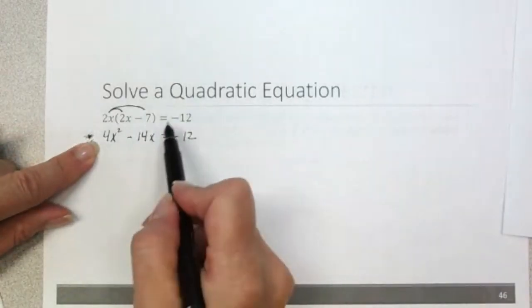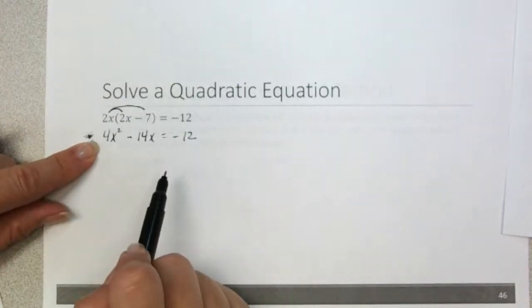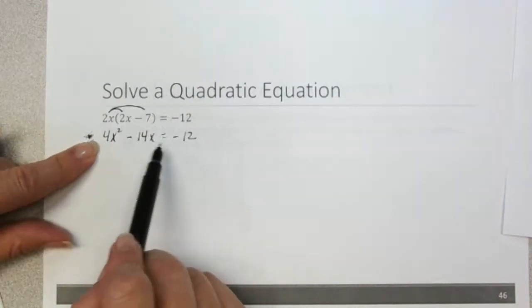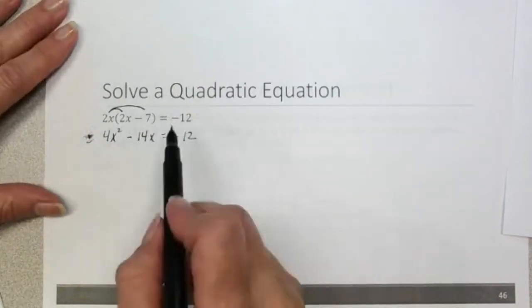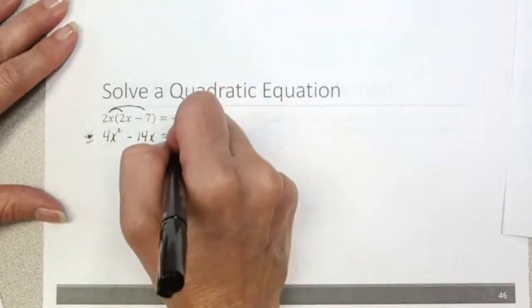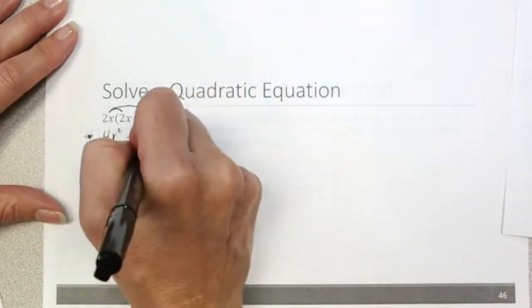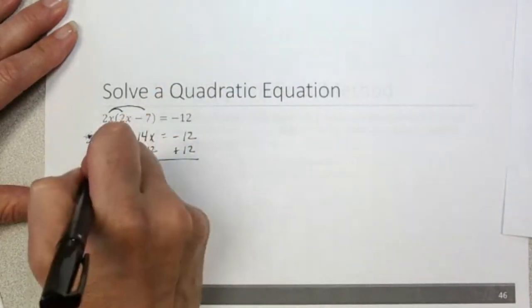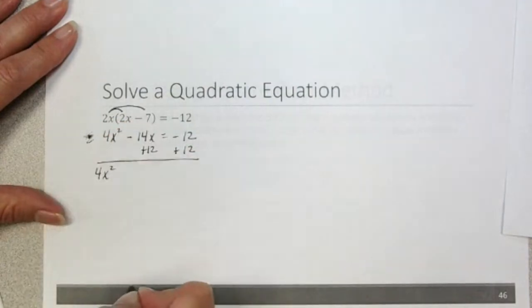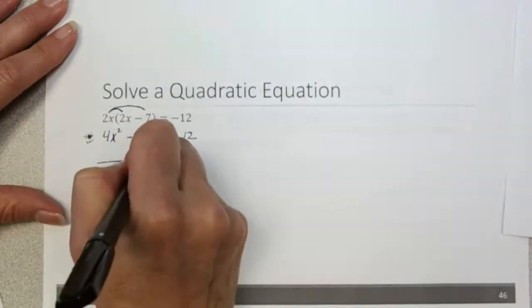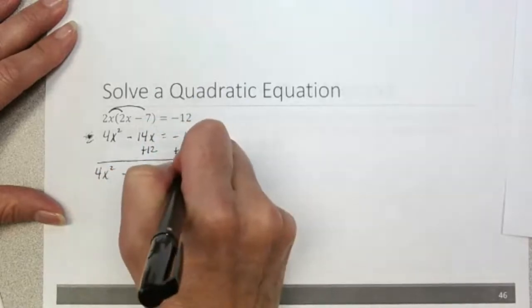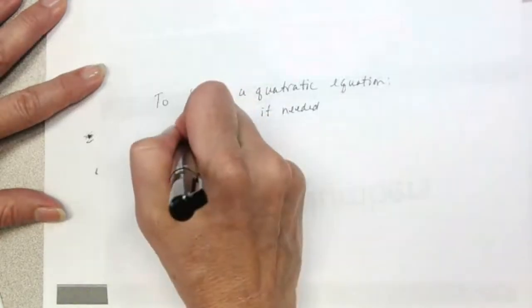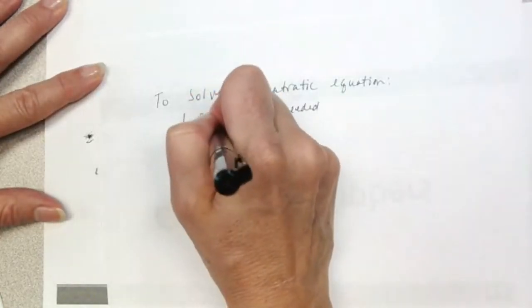Now what would be the next thing that we need to do here? Whenever we're solving a quadratic equation using factoring or the quadratic formula, we want to set the equation equal to 0. All right, so let's move that negative 12 over. We'll add 12 to both sides, and we'll be left with 0 on the right-hand side. So 4x squared minus 14x plus 12 is equal to 0. All right, so that was the second step. Let's write that down. The second step would be to set the equation equal to 0.